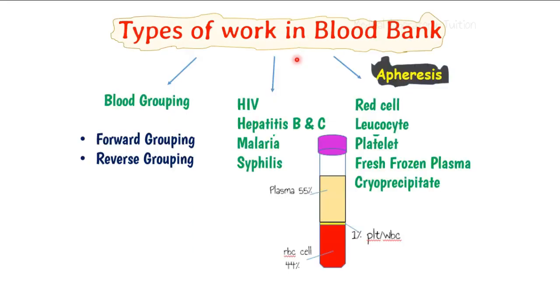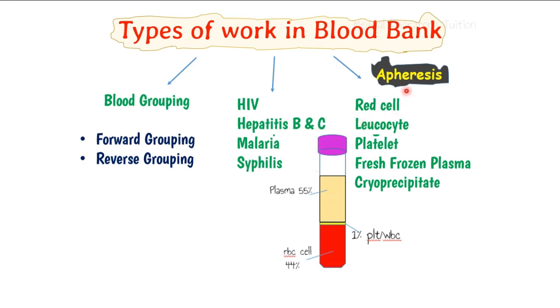Now, the types of work in the blood bank. The first and most important thing is blood grouping. We have to check the blood group, such as A blood group, B blood group, or anything else, by forward grouping or reverse grouping. We also have to check for infections that can be transmitted to another person by the transfusion process, such as HIV, which is very dangerous, hepatitis B and C, malaria, syphilis, etc.